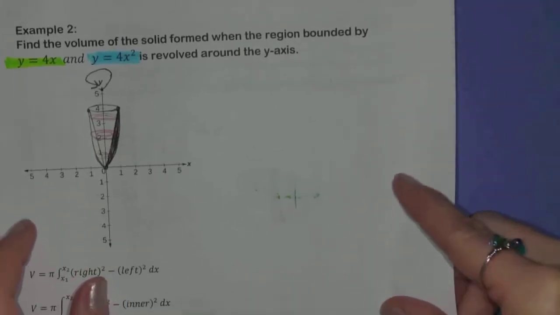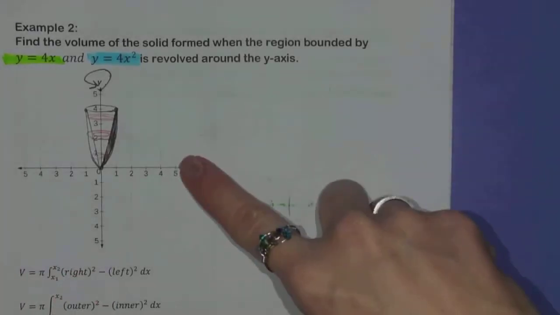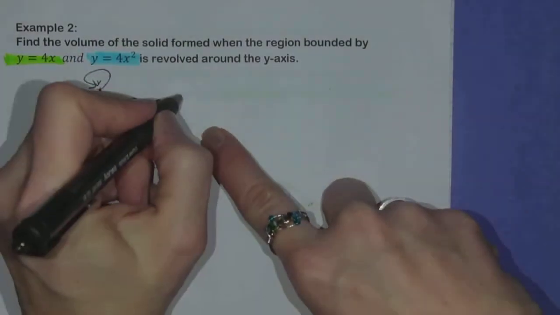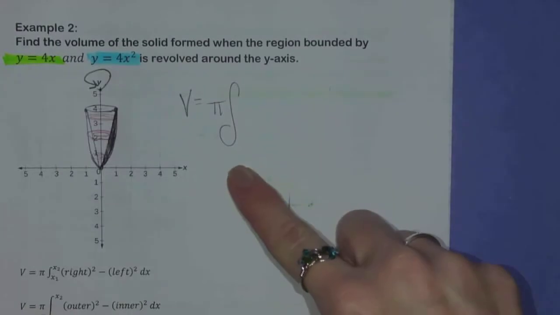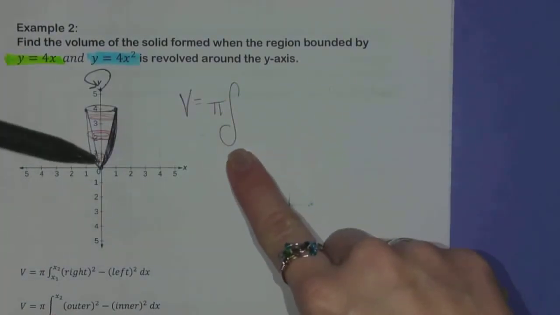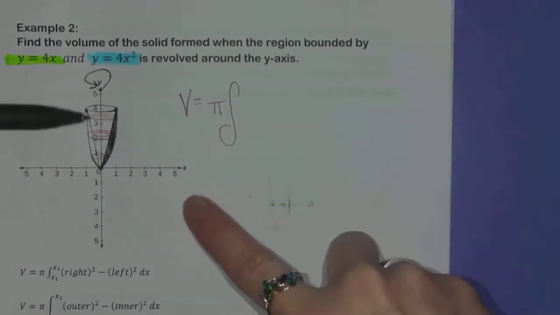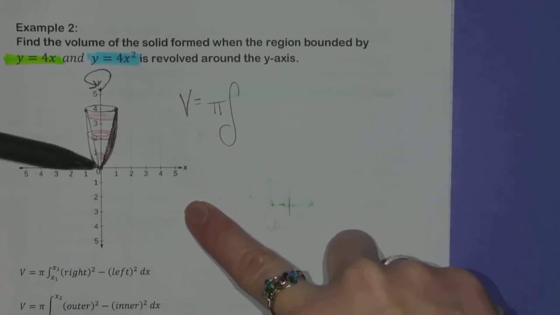And so here is my setup. I'm going to start with volume equals. Let's get that pi to the front. Definite integral. Now my boundaries have to be y values. So not 0 to 1. Don't go that route. Go 0 through 4.